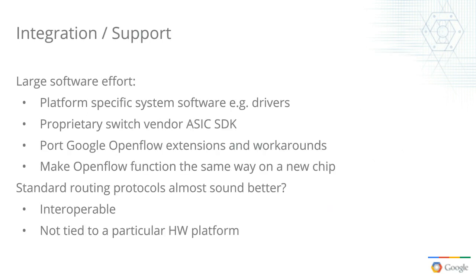And the reason is the software. It's a large software effort; it's time-consuming and expensive to incorporate these new systems. This comes from a couple of different things. One of them is the platform-specific software. The drivers in each of these platforms work slightly differently. ASIC SDKs are generally proprietary and work differently. And to make these work in our networks, we would need to port the Google OpenFlow extensions and workarounds to these new platforms and make OpenFlow programming work the same way on different chips. This is a daunting, time-consuming, expensive effort and almost makes standard routing protocols sound better. They're interoperable and they are not tied to a particular hardware platform.